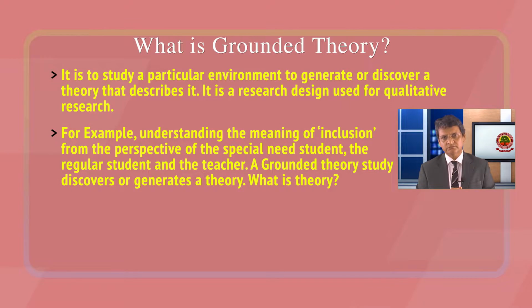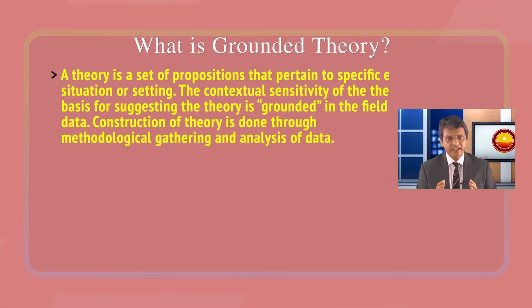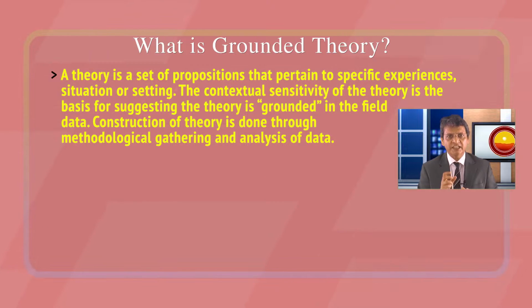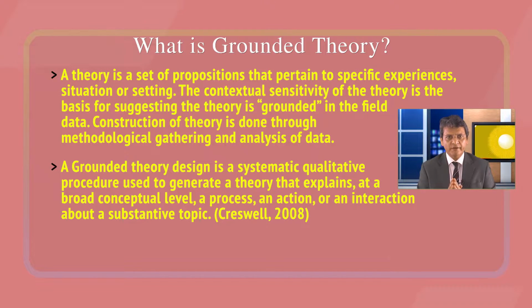What is a theory now? That's very important to understand. A theory is a set of propositions that pertain to specific experiences, situations, or settings. The contextual sensitivity of the theory is the basis for suggesting the theory is grounded in the field data. Construction of theories is done through methodological gathering and analysis of data. A grounded theory design is a systematic qualitative procedure used to generate a theory that explains at a broad conceptual level a process, an action, or an interaction about a substantive topic.